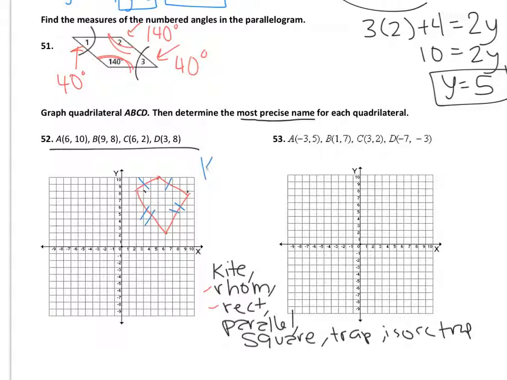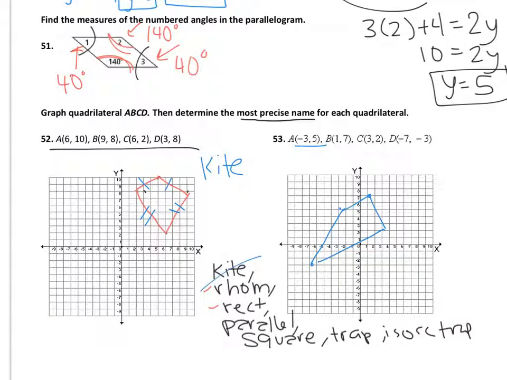So it's a kite. And then the second one, you plot -3, 5, 1 and 7, 3 and 2, -7, -3. Again, not the best stretch or straightest lines.